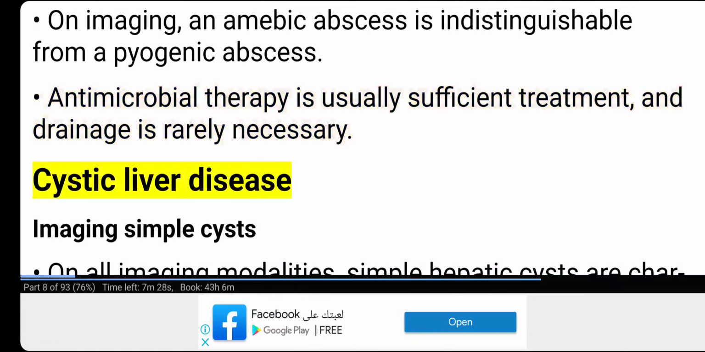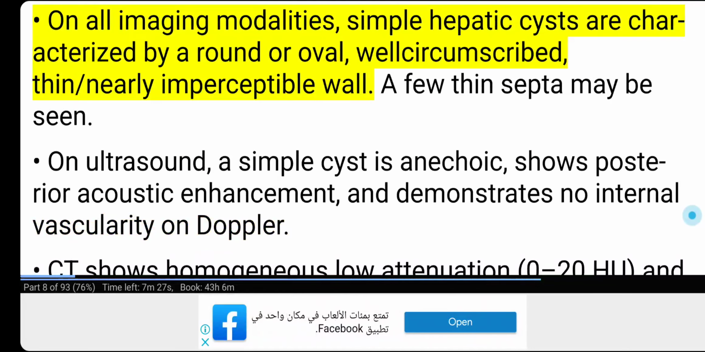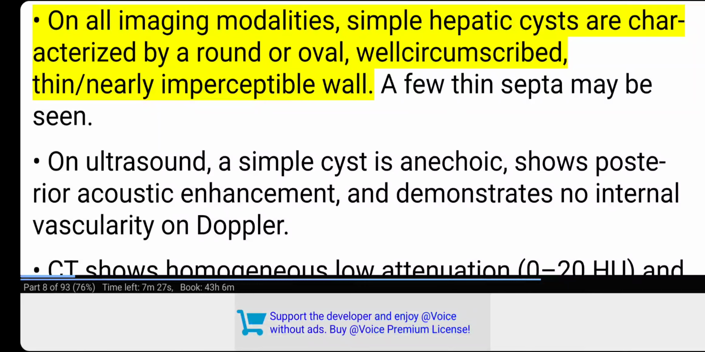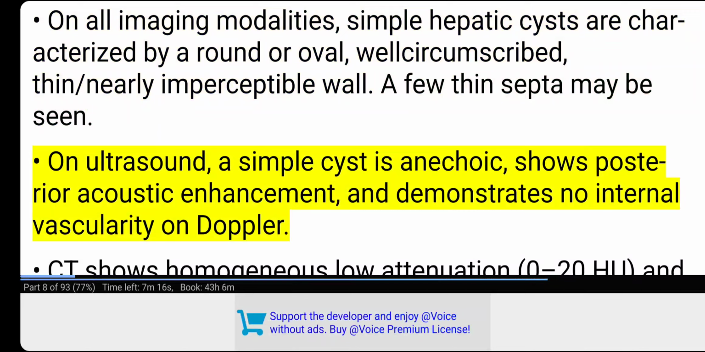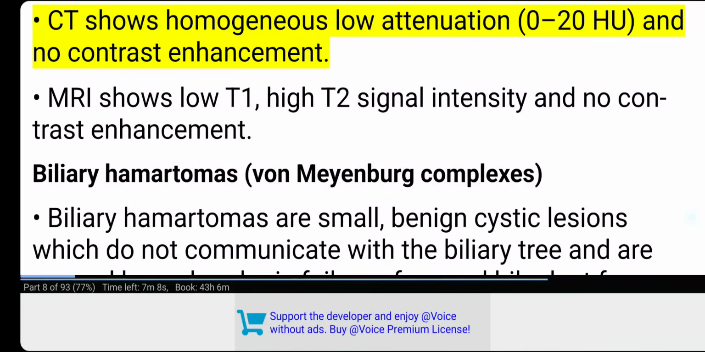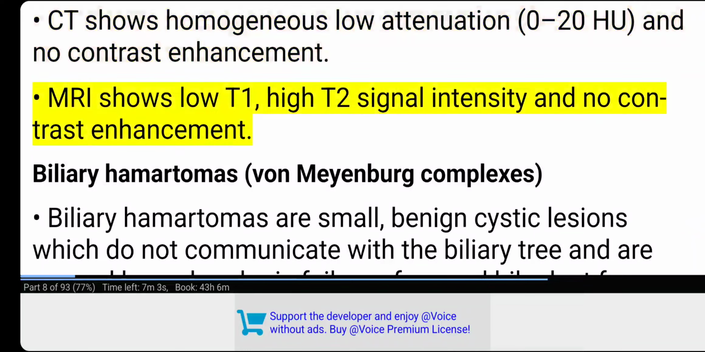Cystic liver disease. Imaging simple cysts. On all imaging modalities, simple hepatic cysts are characterized by a round or oval, well-circumscribed, thin, nearly imperceptible wall. A few thin septa may be seen. On ultrasound, a simple cyst is anechoic, shows posterior acoustic enhancement, and demonstrates no internal vascularity on Doppler. CT shows homogeneous low attenuation, 0 to 20 HU, and no contrast enhancement. MRI shows low T1, high T2 signal intensity and no contrast enhancement.